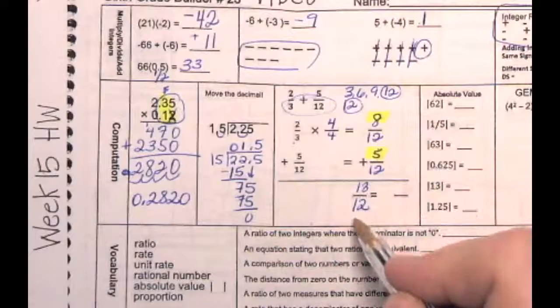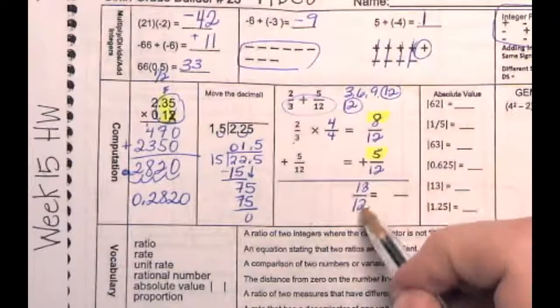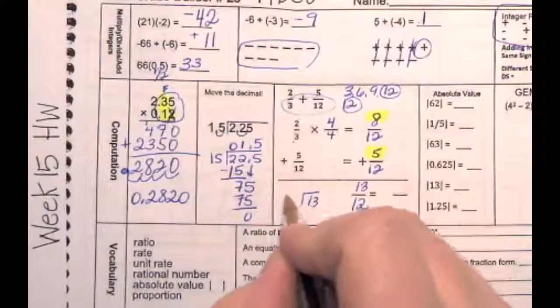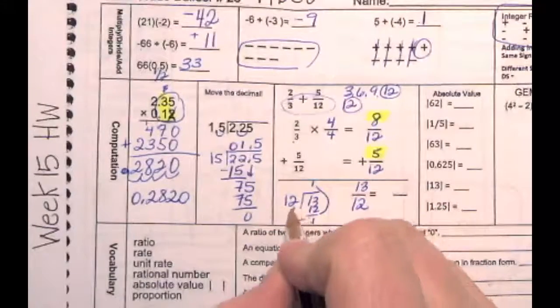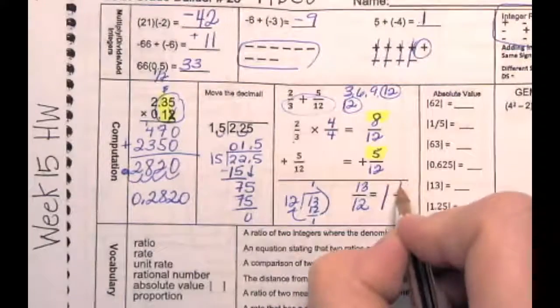Now this is an improper fraction. These are not ratios. These are fractions. So we will need to divide. 12 goes in there once, with 1 left over. So we're going to rewrite this as 1 and 1 twelfth.